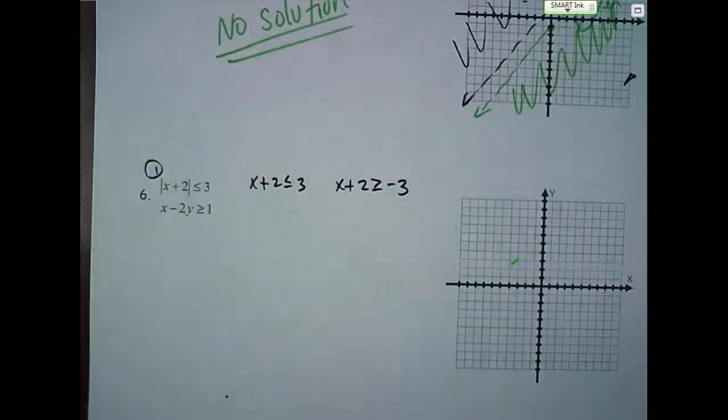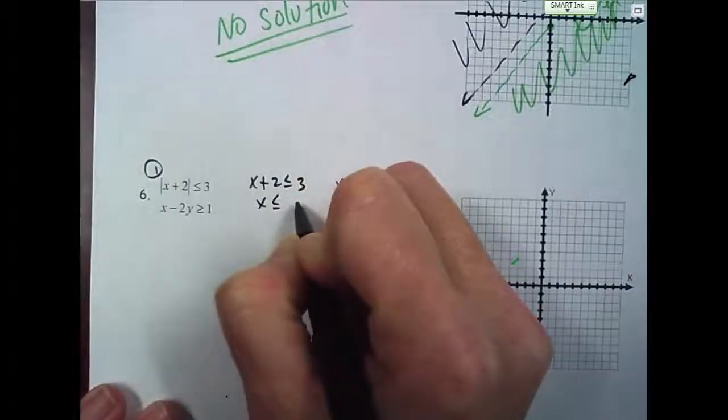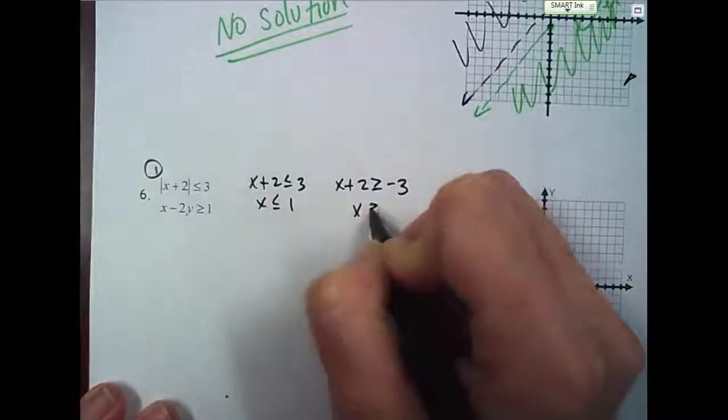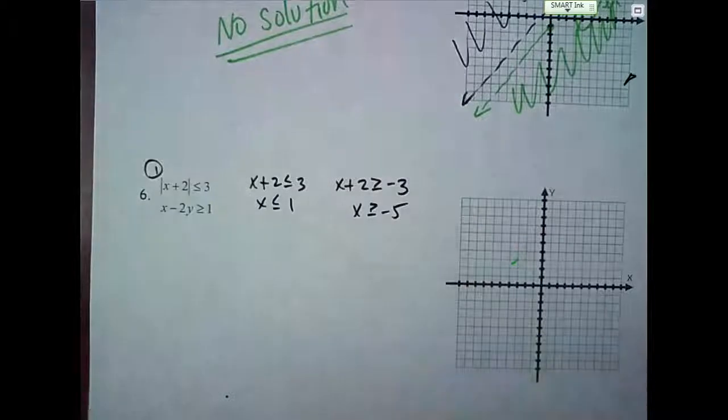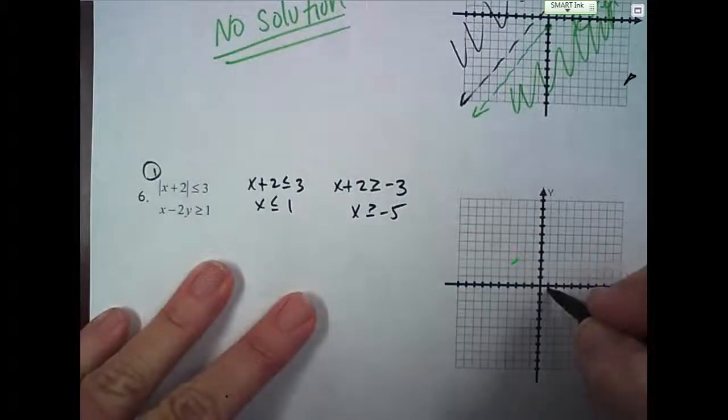It's not going to create a V. It's going to create two different what? What direction are they going to go? You're right, lines. Good. We're going to go vertical. An x equals line, vertical line. So here x is less than or equal to 1. X is greater than or equal to -5. Graph those two lines. They're solid.